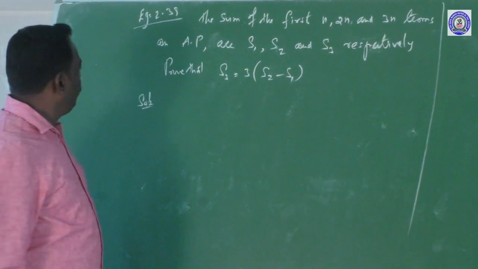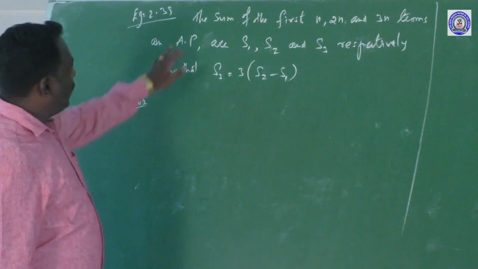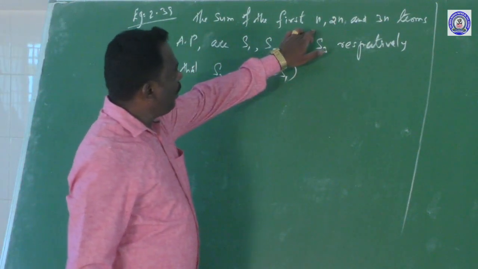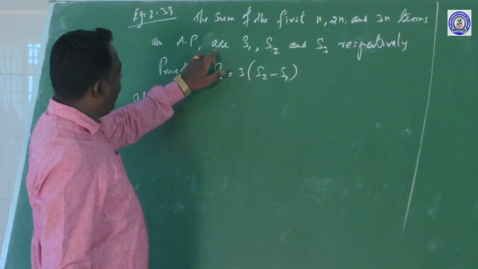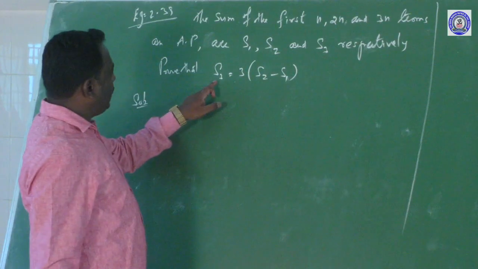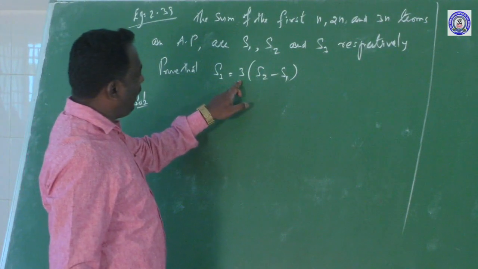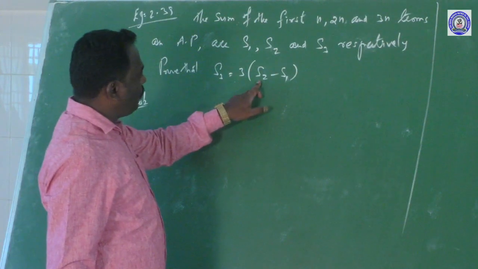Another important sum. Example number 3.39. The sums of the first n, 2n and 3n terms of an AP are S1, S2, S3 respectively. Then prove that S3 equals 3 times S2 minus S1.